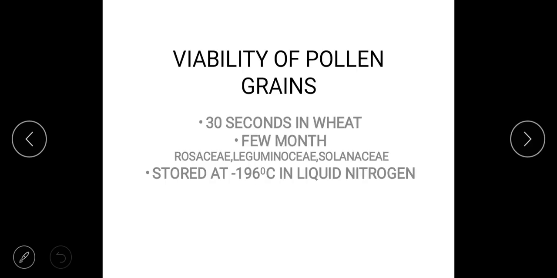Once the pollen grains are shed, the question comes: for how long are the pollen grains viable? Viable means they can survive. In different plants, they have different times. If I talk about cereal plants like wheat, the viability is for 30 minutes, whereas the members of Rosaceae, Leguminosae and Solanaceae survive for a few months, and if you want much more time, then they can even be stored in liquid nitrogen at a temperature of minus 196 degrees centigrade.